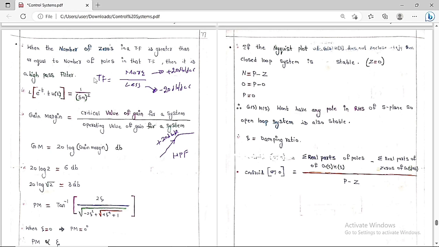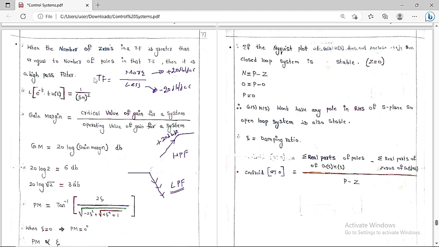Suppose you have more and more poles, then we are going to get more minus 20 decibels per decade. And finally we will get it like this. So this is definitely a low pass filter.